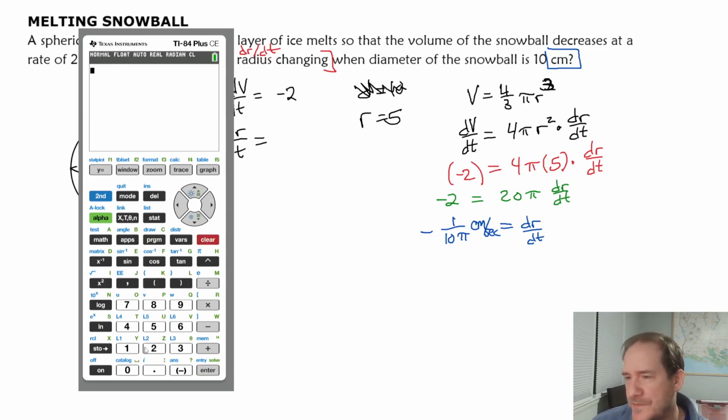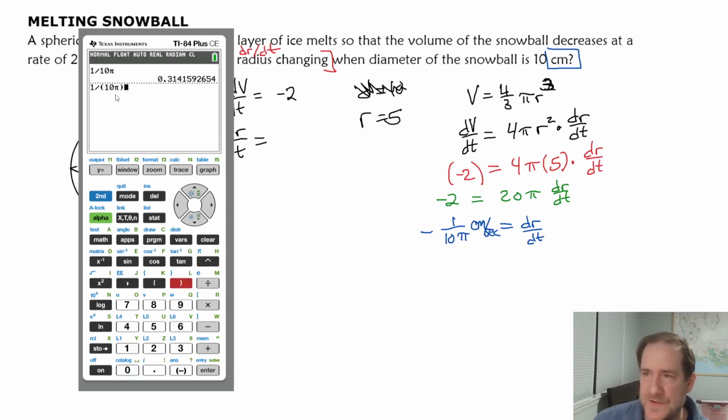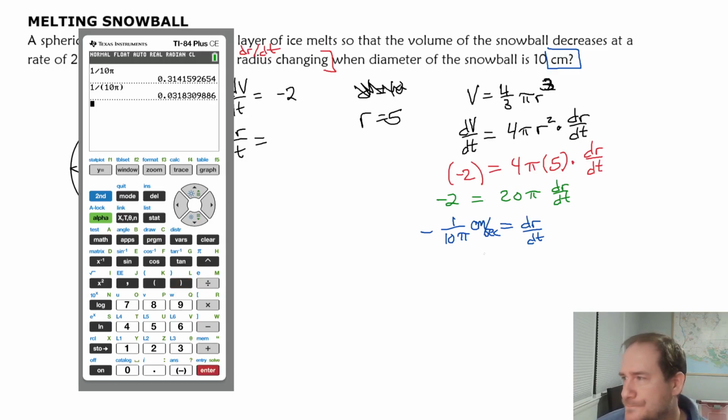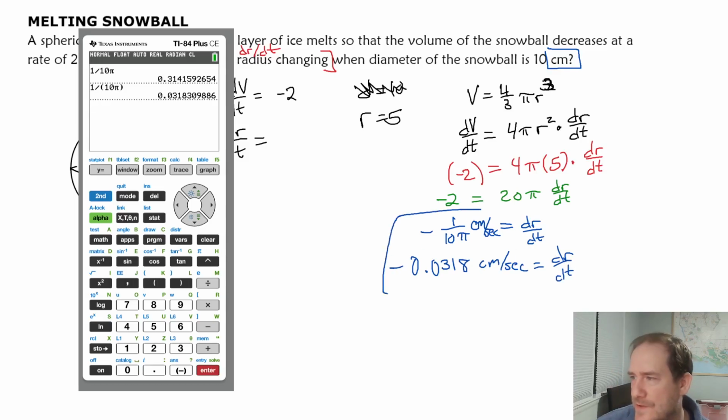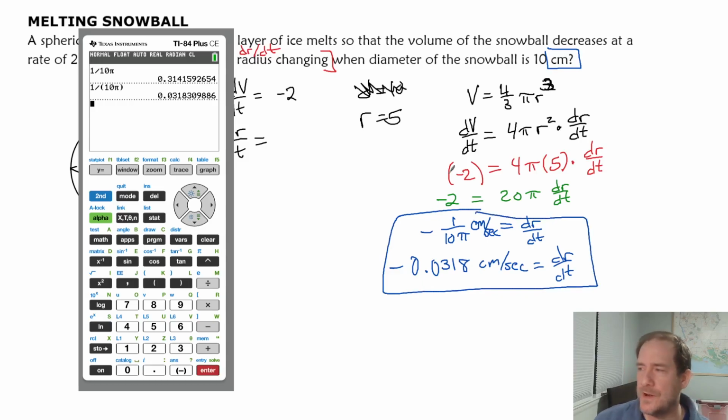And again, just be super careful that you don't absentmindedly type 1 over 10 pi without using parentheses, because that's not going to be the right answer. We need to type 1 over and then put the 10 pi in parentheses so that we're dividing 1 by both the 10 and the pi. We get a completely different answer here. We get 0.0318 centimeters per second equals dr/dt. And of course, don't forget, that's negative, because as the snowball melts, the radius is getting smaller and smaller. So there you go.